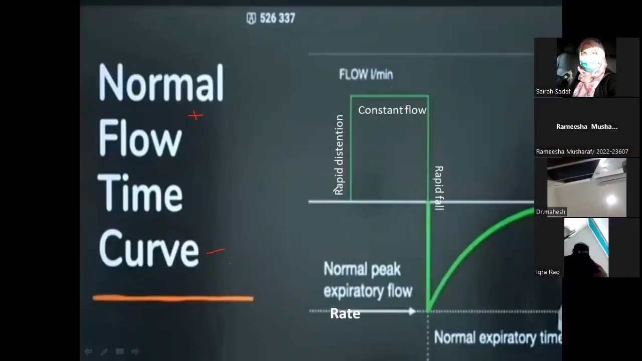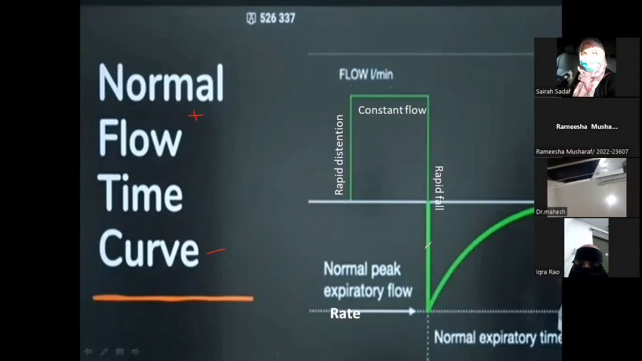Now, what's happening here? Consider that balloon and water thing again. Just imagine that you are pouring the water into the balloon. In the initial phase, it will be distended rapidly. So this is rapid distension, inspiration. Then after some time, because of the compliance of the balloon, the flow will become constant. And then when you turn it upside down, there will be a rapid fall with a gush of water coming out. It's a rapid fall, as you can see.